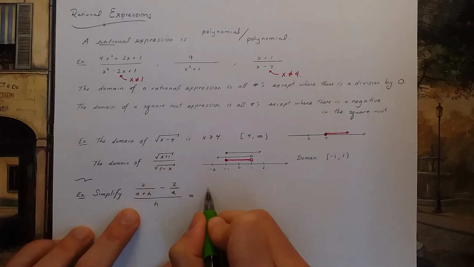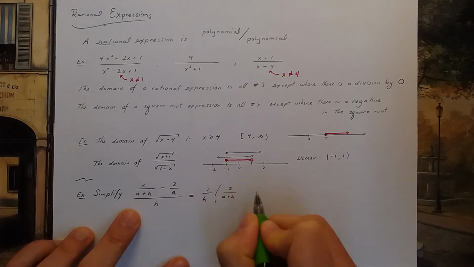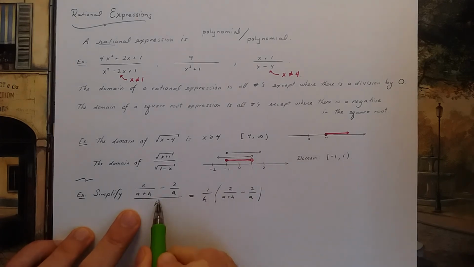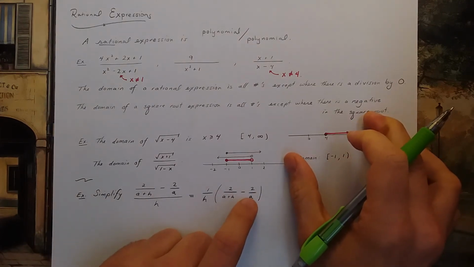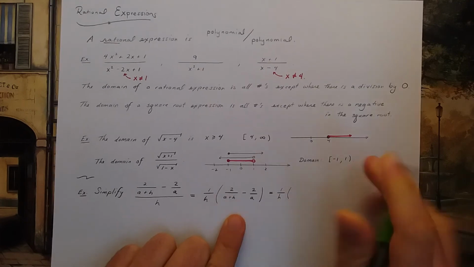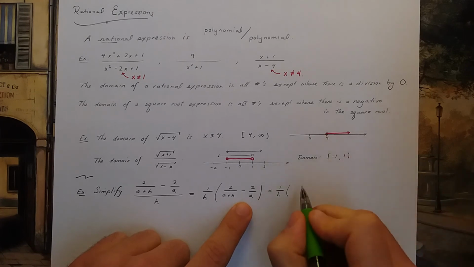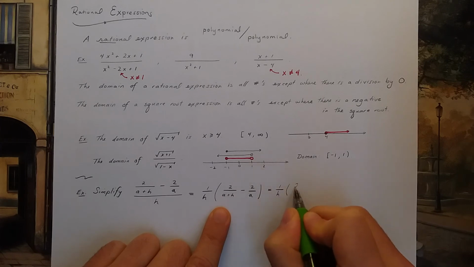The first thing I'm going to do is just rewrite this as 1 over h in front times 2 over a plus h minus 2 over a. I didn't really do anything in this step except take this division by h and put it in front of a parentheses so I could deal with the stuff inside a little bit better. Now, I still have this 1 over h in front, but I'd like to subtract two fractions. And the way you do that is by getting a common denominator. So I'm going to multiply the top and the bottom of this first fraction by a. So I'm going to get 2a over a times a plus h.